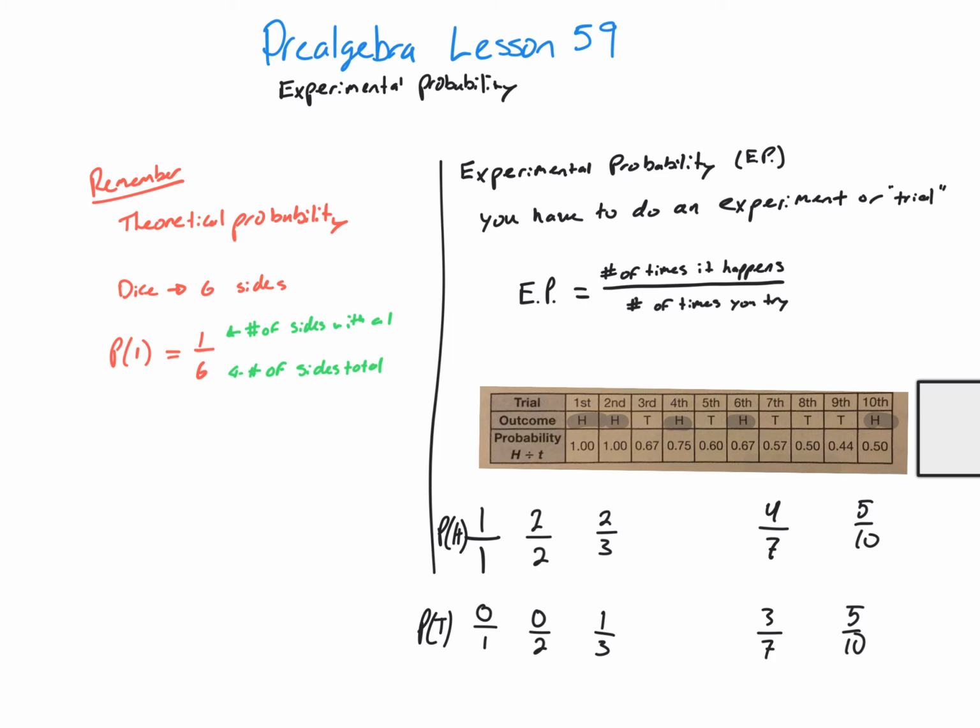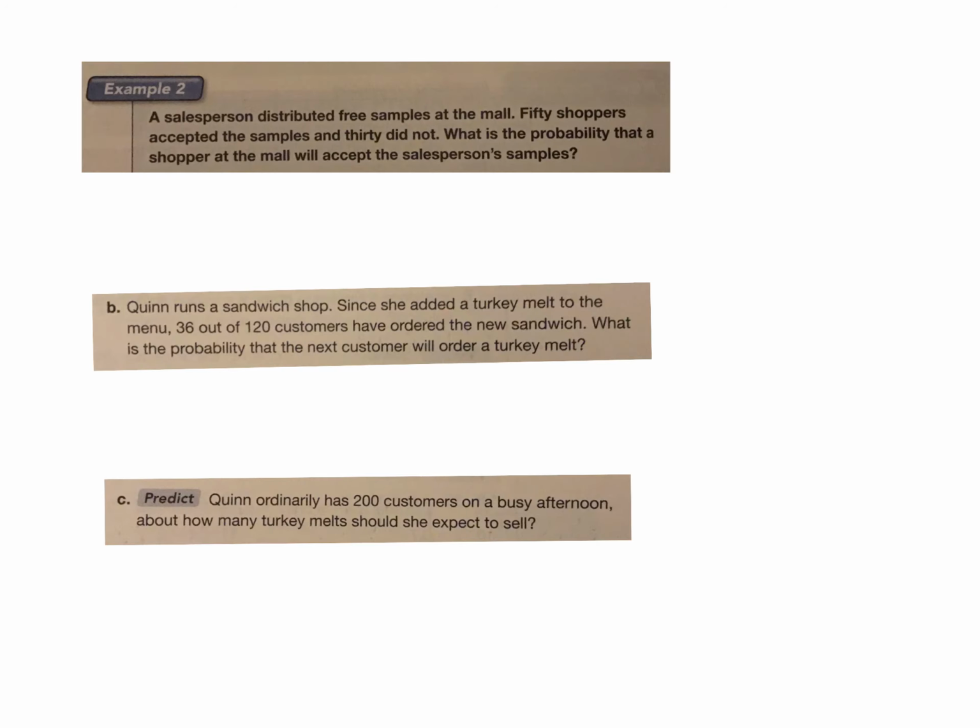Okay. So notice, when we only try this a few times, our probabilities are not very accurate. So the more times we do trials, the more accurate our experimental probability becomes. In fact, after 10 trials this time, our probability of getting a heads and a probability of tails came out to be the same, which is actually, in this case, also the same as the theoretical probability, which would be 1 out of 2 for each of those. So the more trials you do, the more accurate your probability will be. So let's try a few of these.